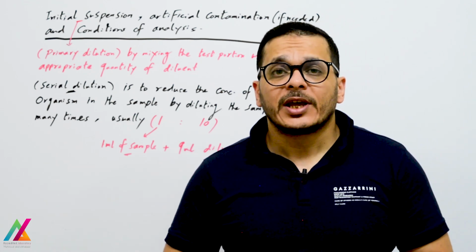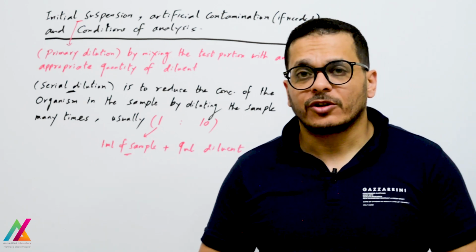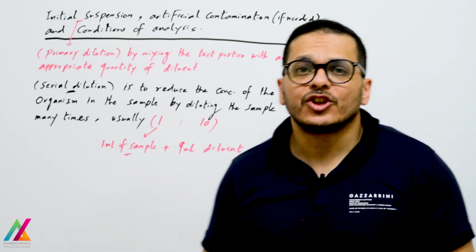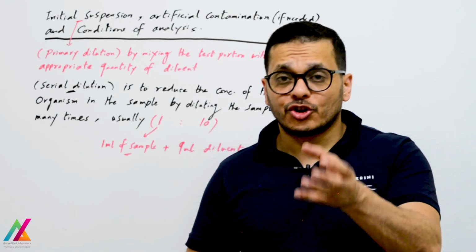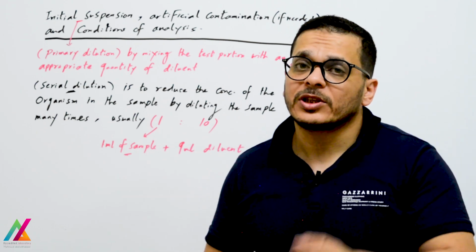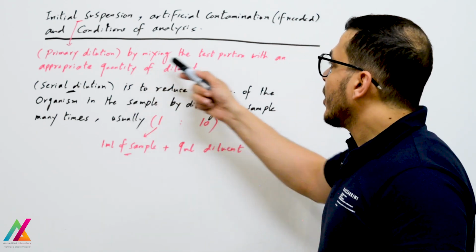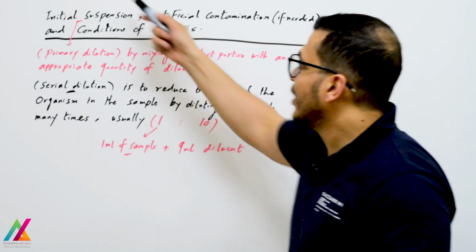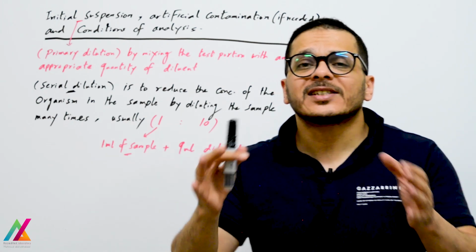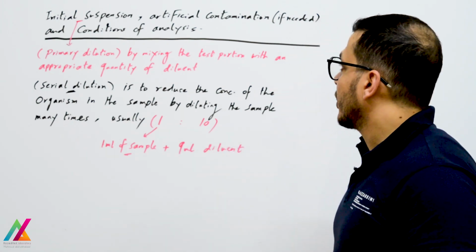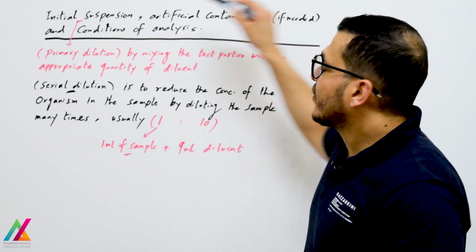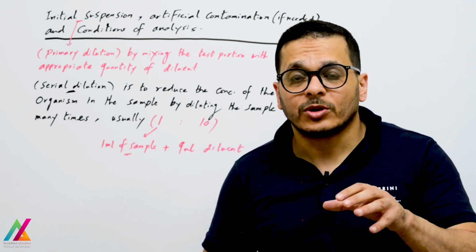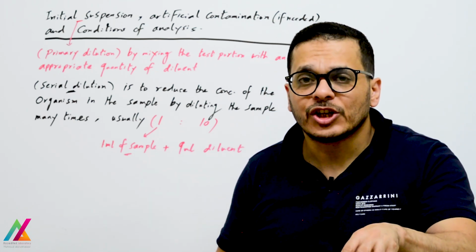Then in this lecture I will explain artificial contamination for the initial suspension. But first you should know what the initial suspension is. Primary dilution, initial suspension, primary dilution for the test portion, first, by mixing the test portion with the appropriate quantity of diluent. So for the initial suspension, you will make the first dilution for the test portion. And this artificial contamination or inoculation of the target organism on the sample will be on the initial suspension.